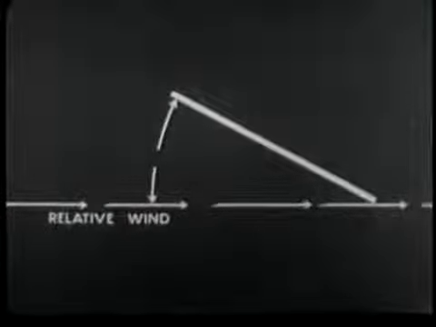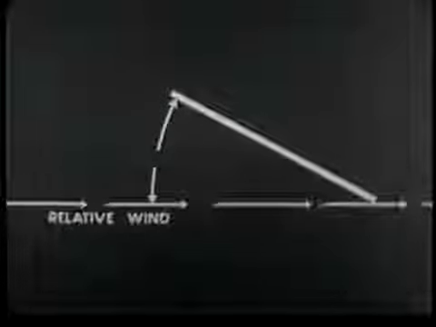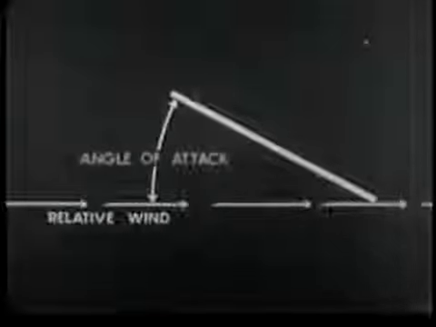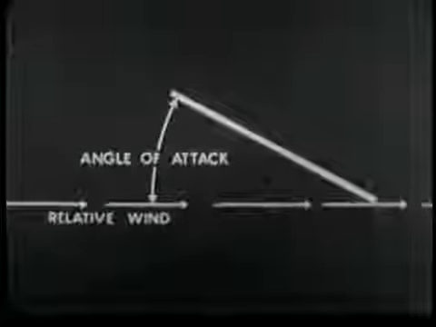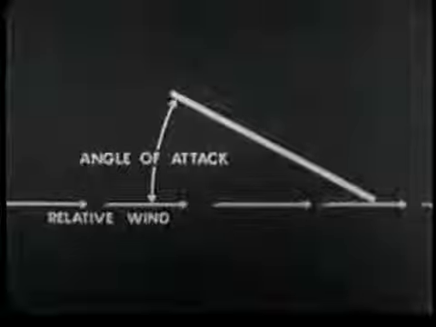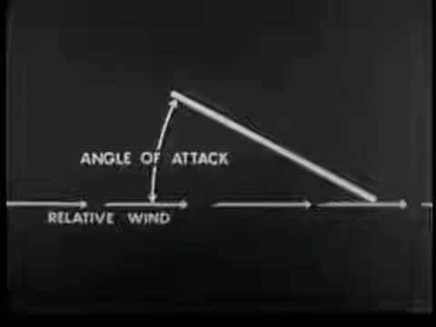The acute angle between the relative wind and the face of the plate is called the angle of attack. This angle may have any value from 0 to 90 degrees. It may be either positive or negative.